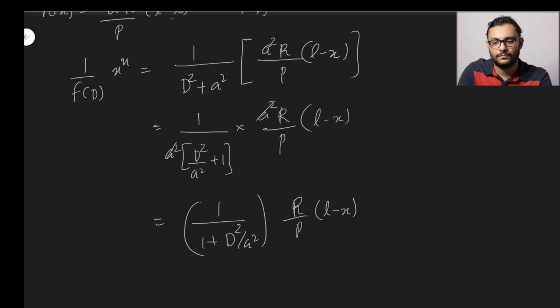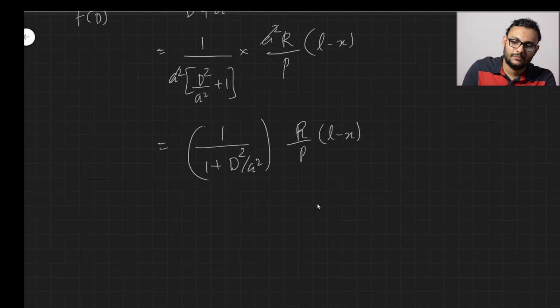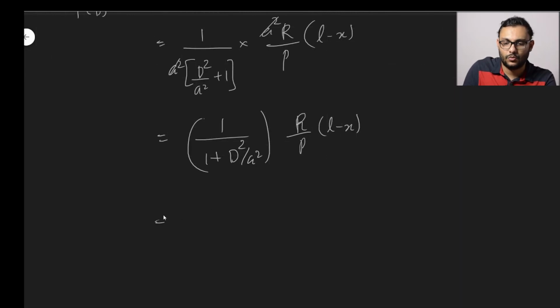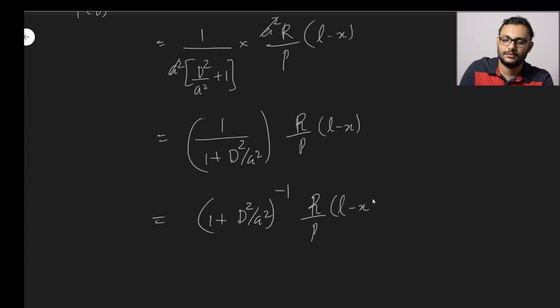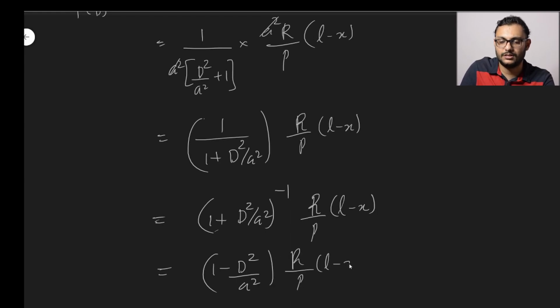Now, we can take this to the numerator, that is 1 plus d square by a square the whole raised to minus 1 into r by p into L minus x. This is of the form 1 plus x the whole raised to minus 1. We can expand it, and we will get the result as 1 minus d square by a square operating on r by p into L minus x. This result is obtained from the binomial expansion, that is 1 plus x the whole raised to minus 1 is approximately equal to 1 minus x.